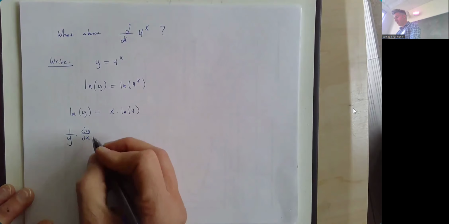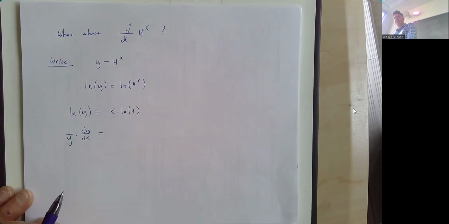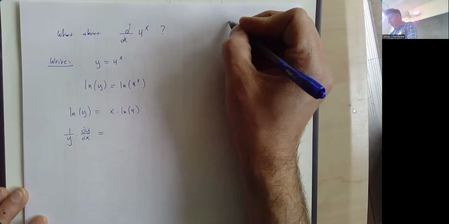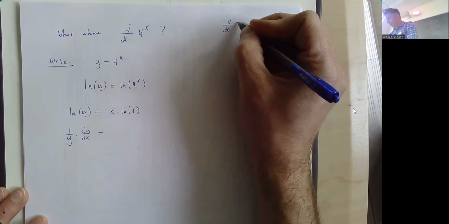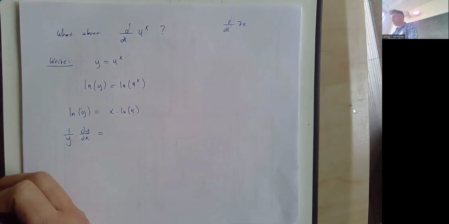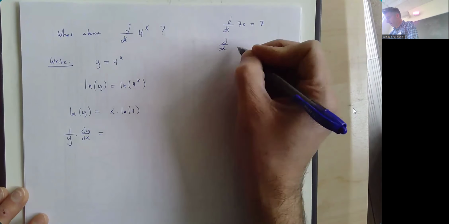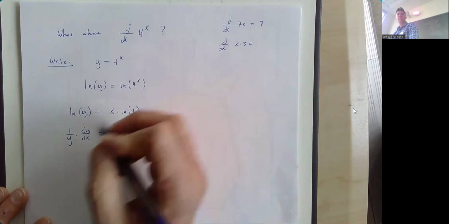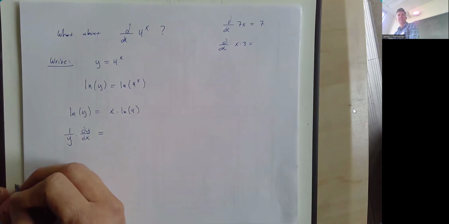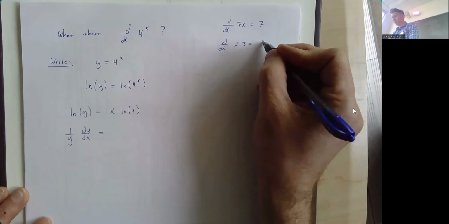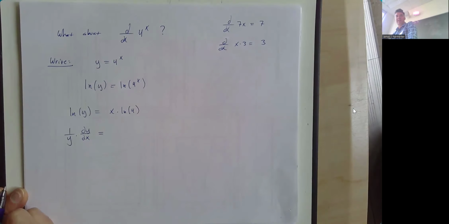On the right-hand side, be careful here. The right-hand side's derivative is easier than you might think it is, even though you might want to make it complicated. Let me ask everybody a quick question. What's the derivative of 7 times x? Okay, I'm going to ask a slightly sillier question. What's the derivative of x times 3? Still 3.